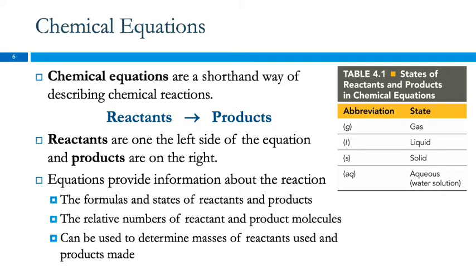Equations give us a lot of information. They give us the formulas of the reactants and products. They often give us the states. Here are the abbreviations we use to indicate the physical state: G for gas, L for liquid, S for solid. AQ we see a lot, and that means it's aqueous, it's dissolved in water. So those are the states of the reactants and products. Not all chemical equations are going to have those, but many do. Another important thing that we get out of a chemical equation is the relative numbers of reactant and product molecules. Those relative numbers can be used to figure out the masses of reactants and products that are used and generated.